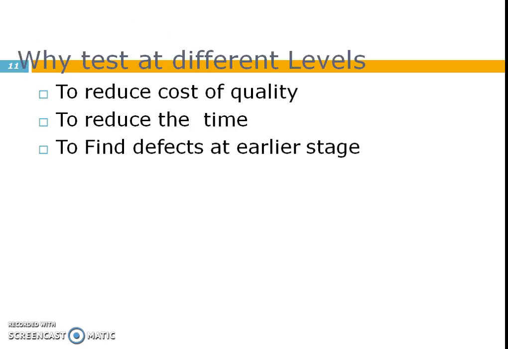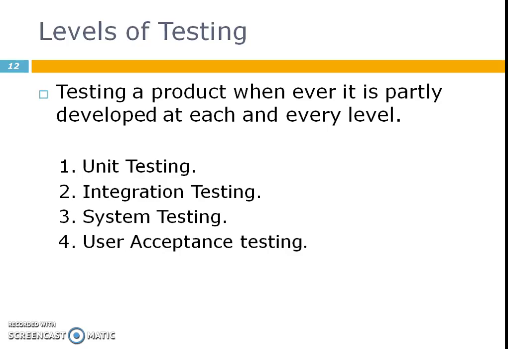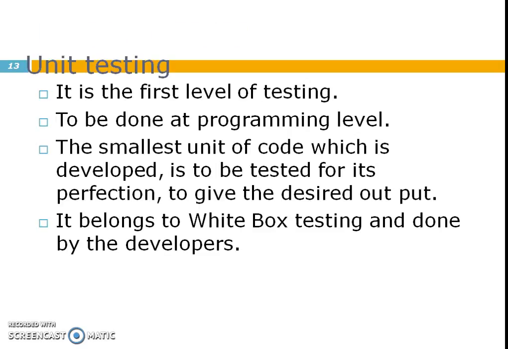Why is there a need for different levels? Basically to reduce the cost of quality and the time required to complete testing. If we find errors at earlier stages, it saves a lot of time. There are four levels of testing: unit testing, integration testing, sometimes referred to as module testing, then system testing, and the highest level of testing is UAT, which stands for user acceptance testing. The parts of user acceptance testing are alpha testing, beta testing and gamma testing. Let's try to understand each of them.